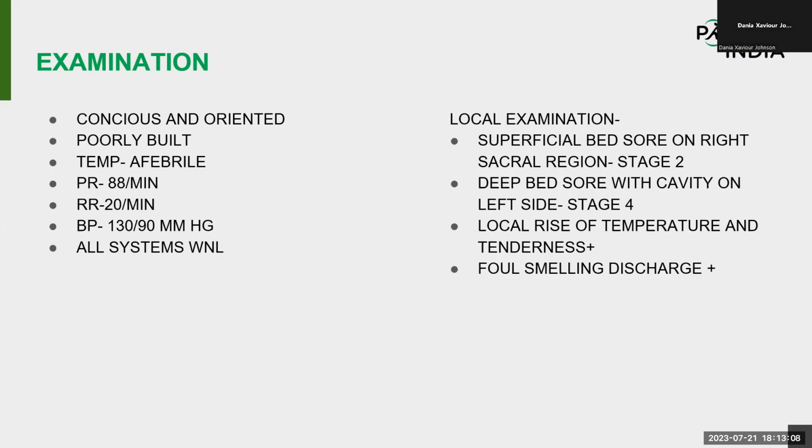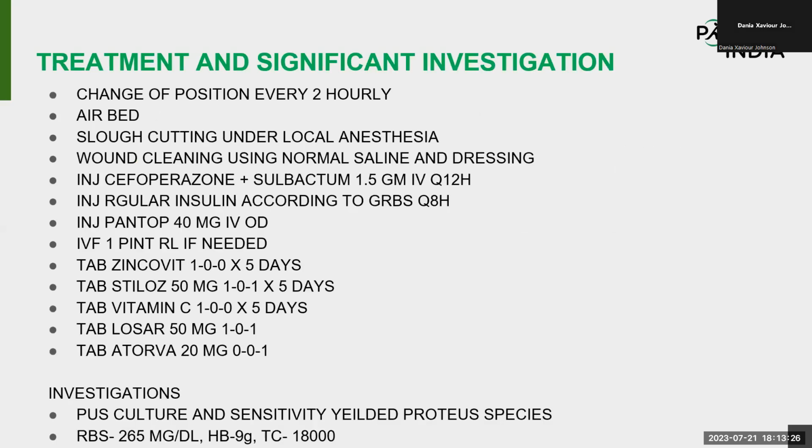Local examination showed a superficial bed sore on right sacral region, stage 2, and deep bed sore with cavity on left side, stage 4. Local rise of temperature and tenderness was there, and foul smelling discharge was present. Treatment and significant investigations: the main treatment was change of position every 2 hourly, and airbed was given. Slough cutting was done under local anesthesia. Wound cleaning using normal saline and dressing was done. Injection cefoperazone plus sulbactam, 1.5 gram, 12th hourly was given.